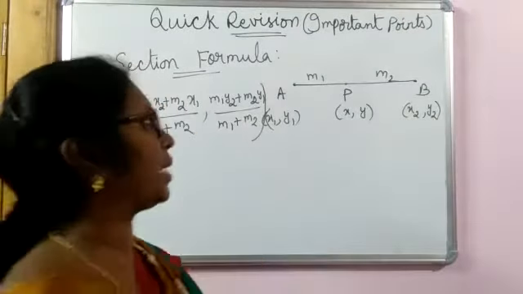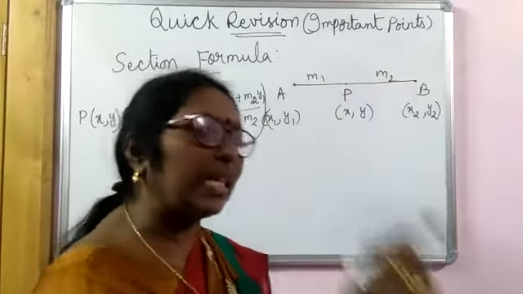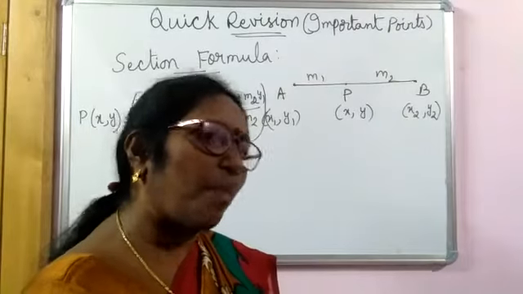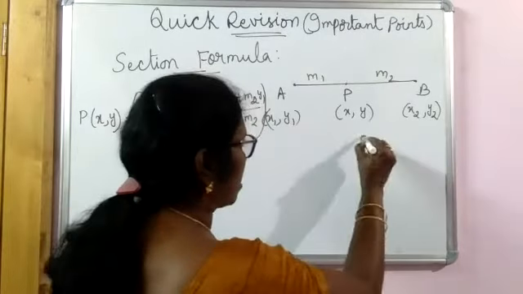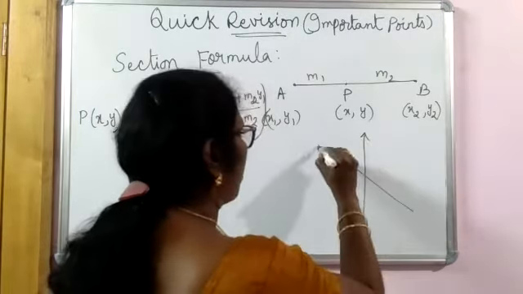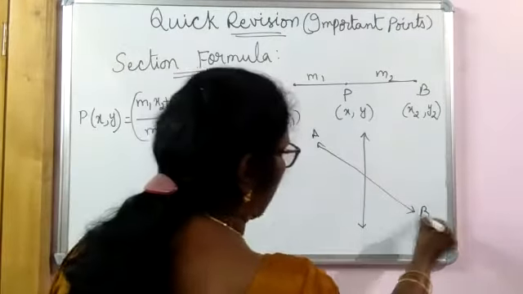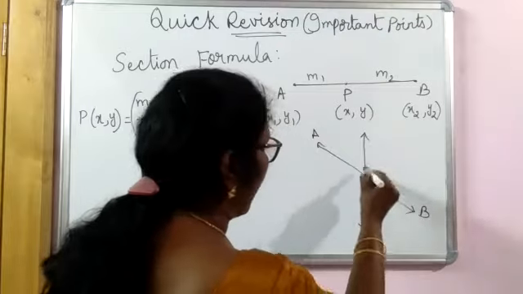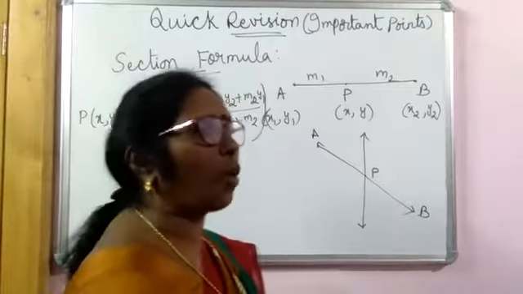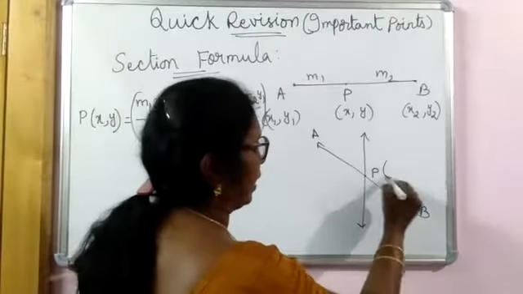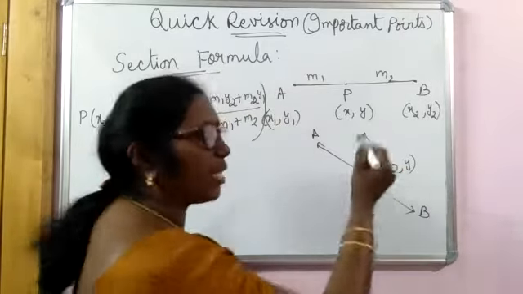Sometimes it will be given to you like this. The line segment joining these 2 points is intersecting the y-axis. Remember children, suppose this is the y-axis, and this is the line. Many times you will get these kinds of questions. The line segment joining the points A and B intersects the y-axis at point P. Remember, for every point on the y-axis, the x coordinate is 0. The point is (0, y). That means the x coordinate of the point of intersection you are getting is 0.